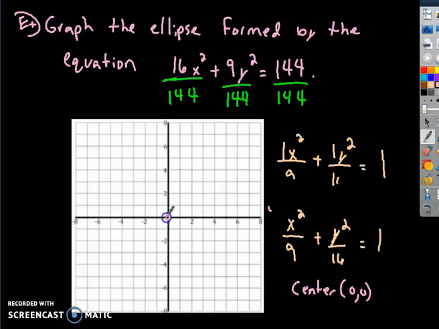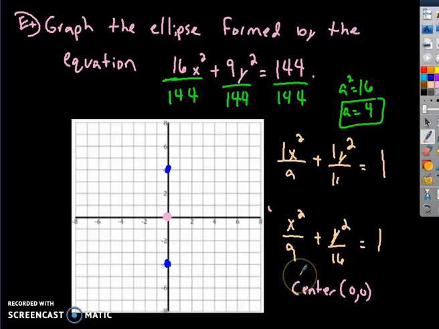So I put a big dot here at 0, 0. And then I need to know a and b. In this case, apparently the bigger number is 16. So a squared is equal to 16, so a has to be 4. And the bigger number is beneath y, so I need to go up 4 in the y direction. So in the y direction, I go 4, which puts me on 4, and on negative 4.